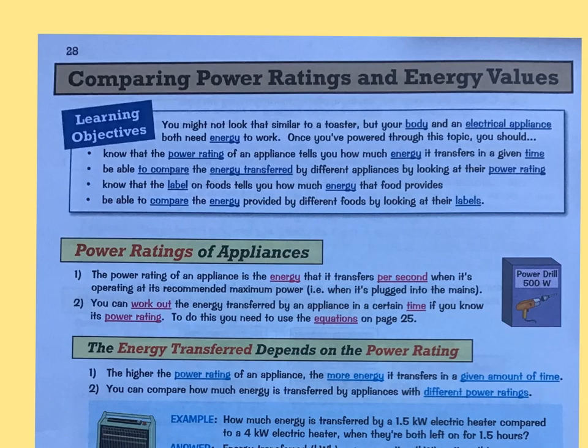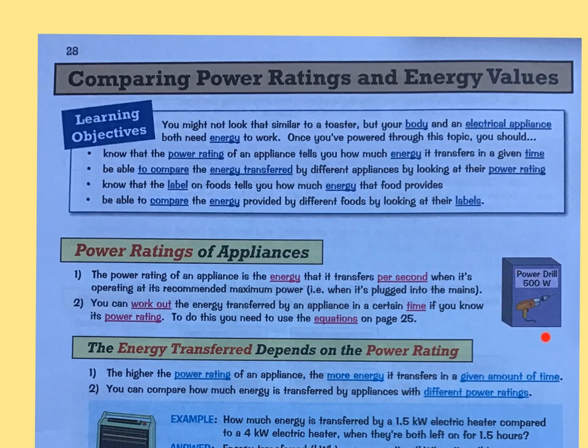Okay, so something you need to be able to do is make a comparison between power ratings and energy values. So I'm just going to use this page from your revision guide as a way of talking through this. So to start with power ratings, we've already, of course, calculated energy using the energy equals power multiplied by time equation. And if you think about that, it means if you know how much energy is used and how much time it's been used for, that will help you calculate the power rating of an appliance.